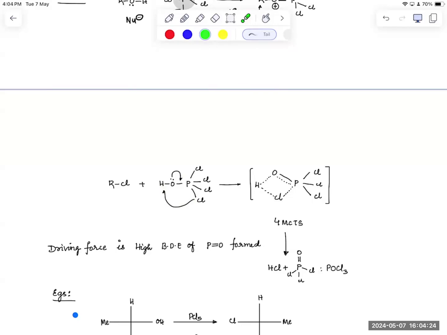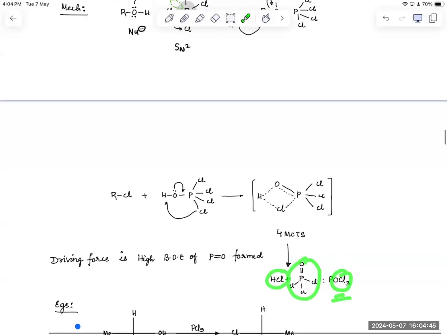So this is a transition state that will take place. Chlorine is trying to extract hydrogen. Hydrogen is breaking with oxygen. Oxygen is making double bond with phosphorus. Phosphorus is breaking with chlorine. So this is a four-membered cyclic transition state. And from there, it will convert into HCl, POCl3. These are the two products which you will get. And another product we got is RCl.